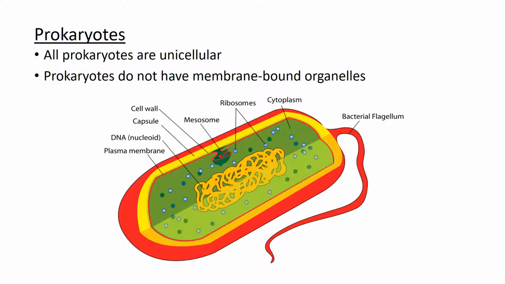All prokaryotes are unicellular, meaning that they're made of just one cell. And prokaryotes do not have membrane-bound organelles. Just as the DNA is simply floating in the cytoplasm without its own protective membrane, this is true of any other structure within a prokaryote. For instance, the ribosomes. Ribosomes do not have a membrane surrounding them. They simply float in the cytoplasm.